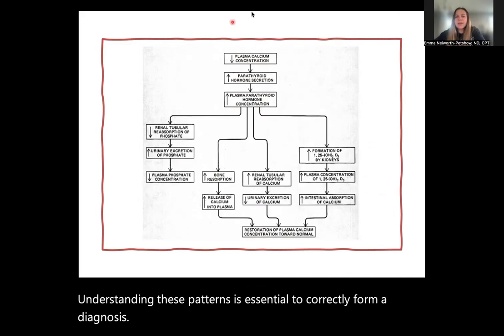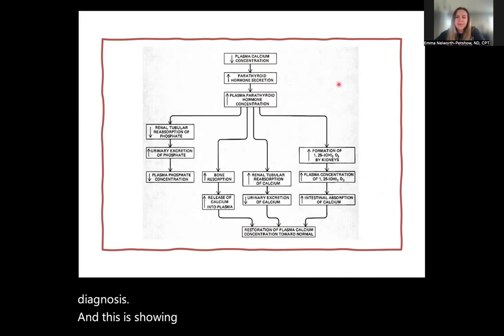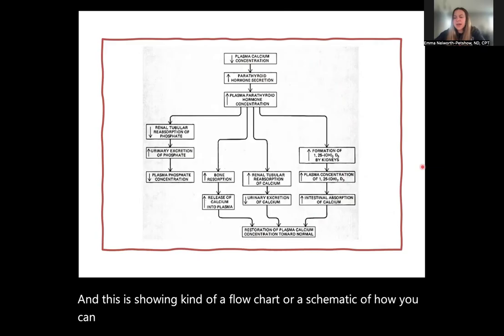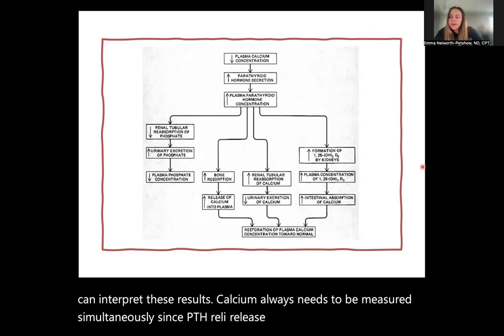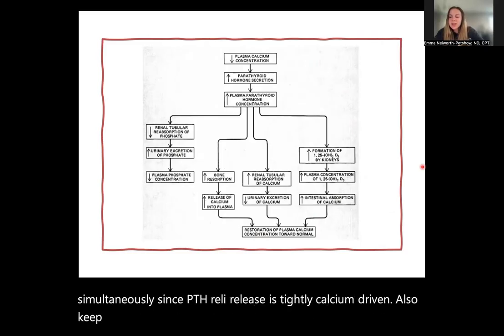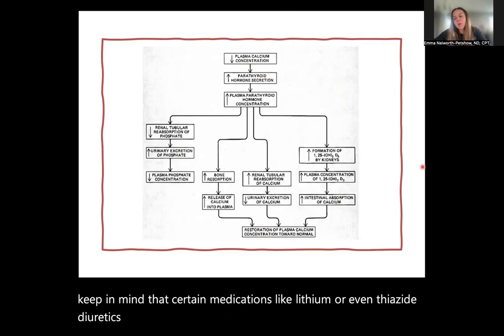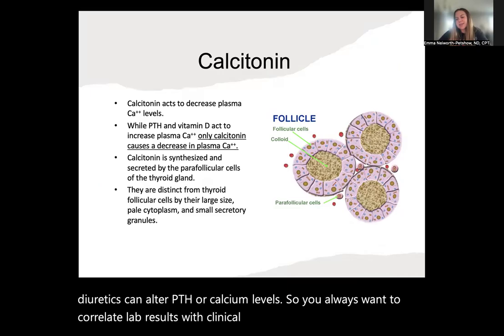And this is showing a flow chart or schematic of how you can interpret these results. Calcium always needs to be measured simultaneously since PTH release is tightly calcium driven. Also, keep in mind that certain medications like lithium or even thiazide diuretics can alter PTH or calcium levels. So, you always want to correlate lab results with clinical findings, renal function, and vitamin D status.